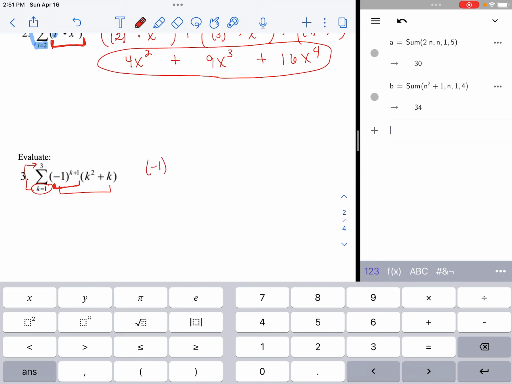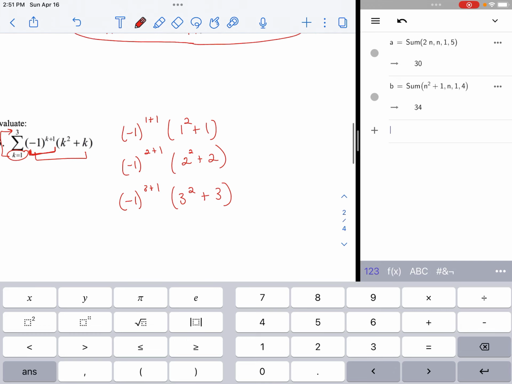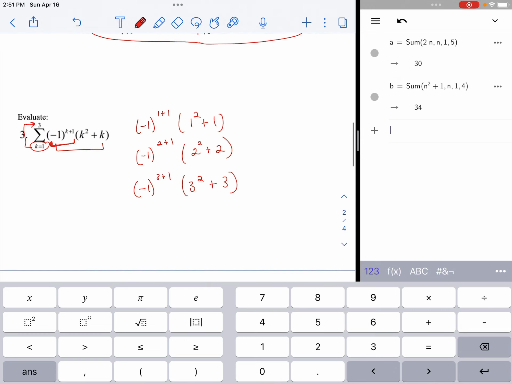So I'm first going to plug in the 1 there and here. Then I'm going to plug in 2 there and there. Then I'm going to plug in 3 everywhere the k is. And you have to add them up. So I just did this one vertical. It looks a little different, but in the end, it's going to be the same.